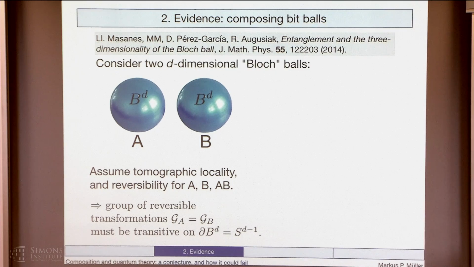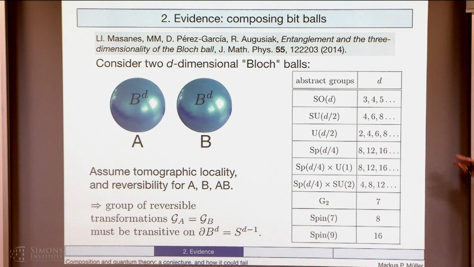This means that the group of reversible transformations on one of the balls must be one which is transitive on the ball. So you can look at what groups are transitive on the ball, and then you find this list here in the literature. For example, the rotation group is transitive on the ball, but there are other groups that are also transitive on the ball, and you can look at all of them.